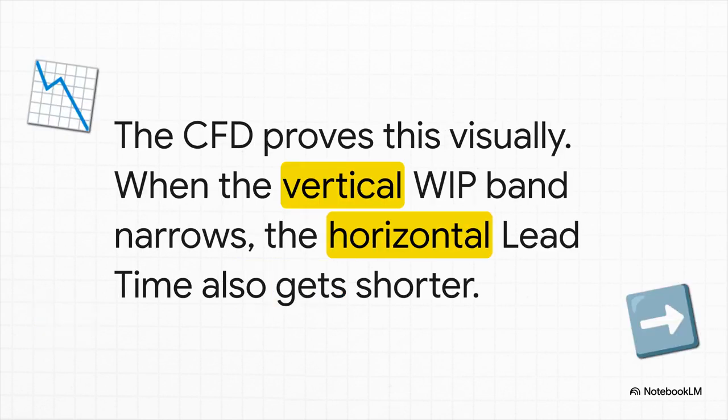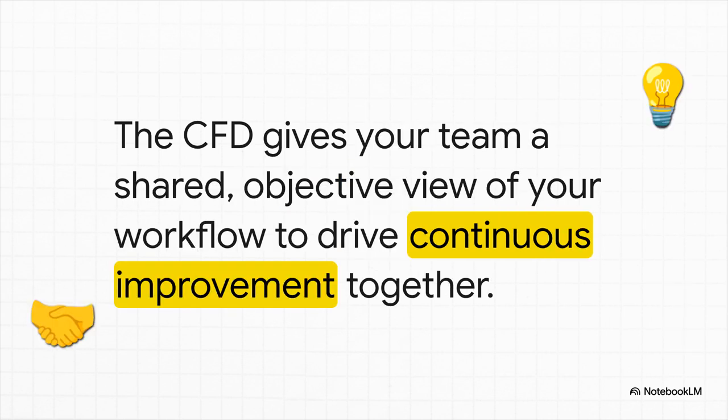And this, right here, is where the CFD becomes your best friend. It makes this abstract law totally visible. When a team decides, okay, let's lower our WIP, you literally watch that vertical doing band get thinner on the chart. And like magic, the horizontal width, your lead time, shrinks right along with it. It's proof right in front of your eyes. So what's the big deal? Why does this matter so much? Because the CFD gets everyone on the same page. It takes the guesswork, the arguments, the "I feel like we're bogged down" out of the equation. It gives your team this shared objective truth about what's really happening in your workflow, so you can have productive conversations about how to make it better.